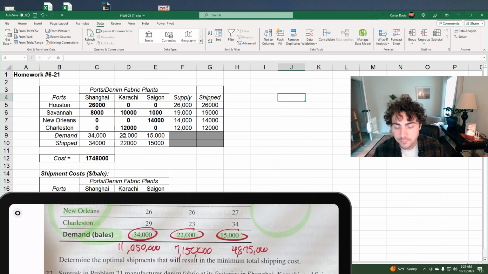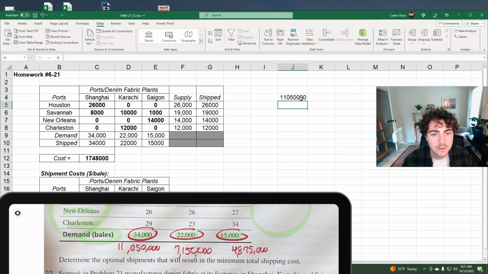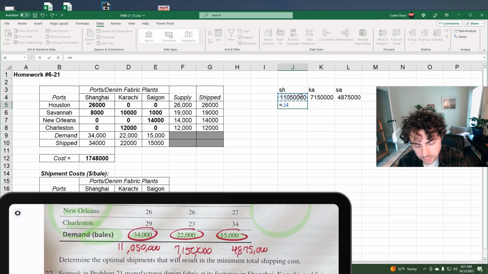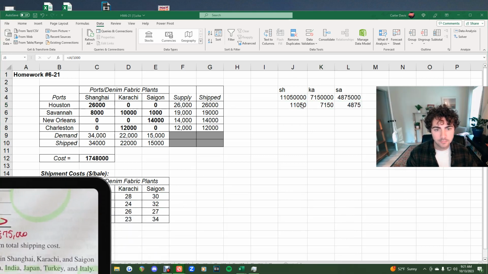So we're going to do equals this, the demand times 325. I should have done this before. So drag this across. This is how much it's going to be in yards for Shanghai, Karachi, Saigon. And then in thousands of yards, we take each of these and just divide them by 1,000. So in 1,000 yards, we have 11,050, 7,150, 4,875 coming from each of these fabric plants. So in the next problem, remember these values: 11,050, 7,150, 4,875.